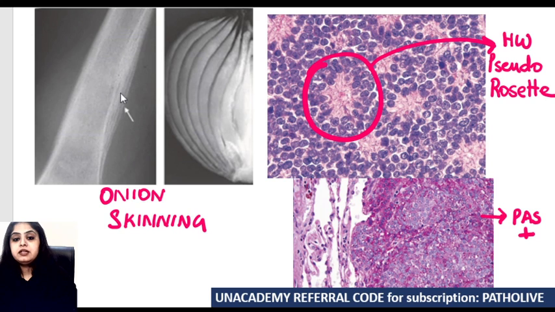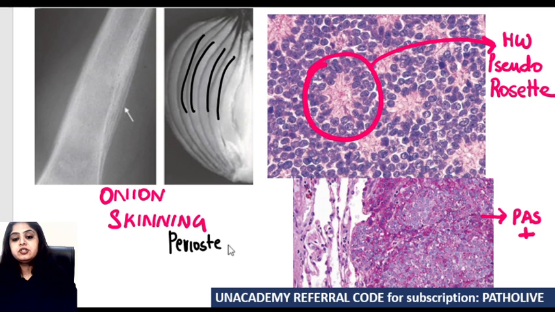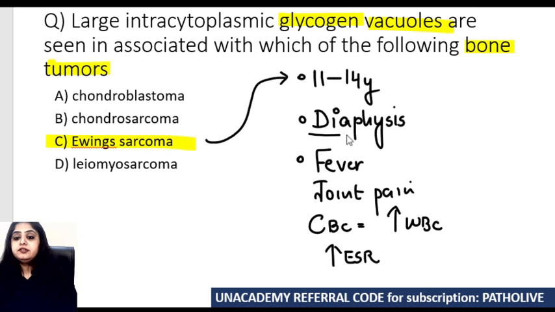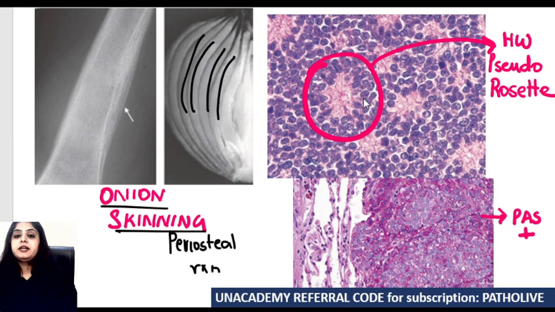I think everyone can very well appreciate that onion skinning always means one layer, second layer, third layer. That's how an onion peel is, right? So over here you see periosteal reaction, and it looks exactly like this: one layer, second layer, third layer. Radiologically you will start seeing onion skinning. Then you say, fine, there is a tumor in the diaphysis, and on radiology I'm seeing onion skinning. Let me remove the tumor and look at it under the microscope.